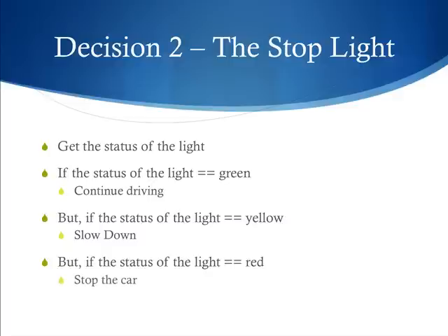So here again, you can see that I'm actually using this idea of relational operators to build these statements that I can test against. I can look at that light and find out what the status of that light is. And then I can say, is that light equal to the color green? And if it is, I can keep on going.